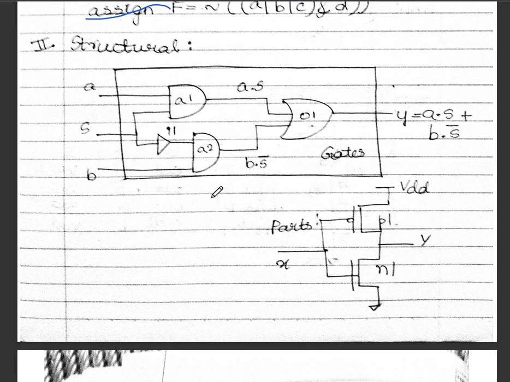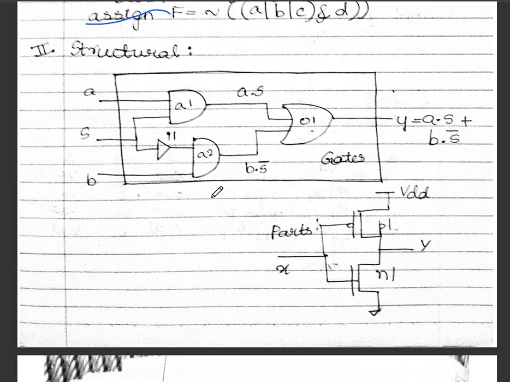Next is the structural description. In structural description, we will be representing it in the form of logic gates. And when you represent it in the form of logic gates, you'll not use the names AND or OR, but instead you'll use the cell name. This you'll be learning in the laboratory of VLSI.